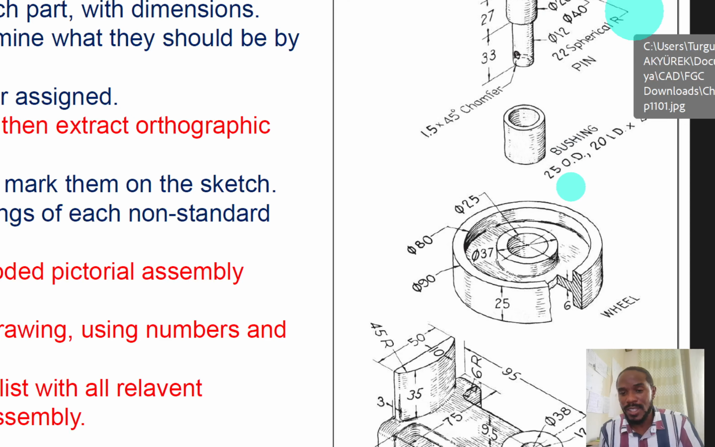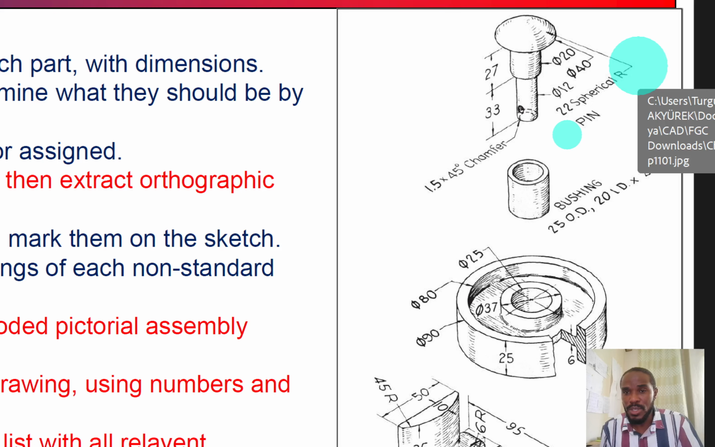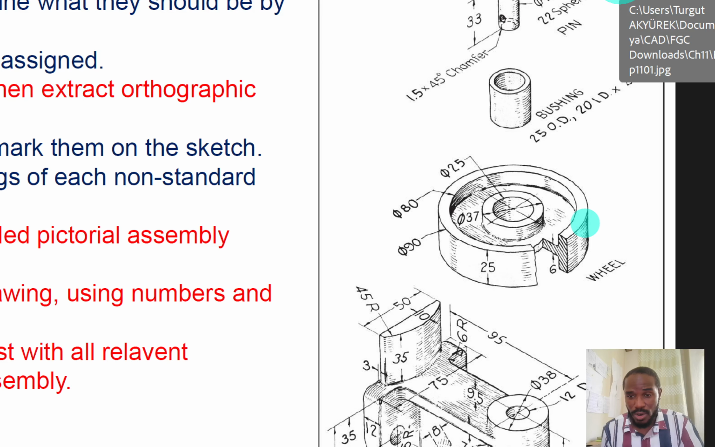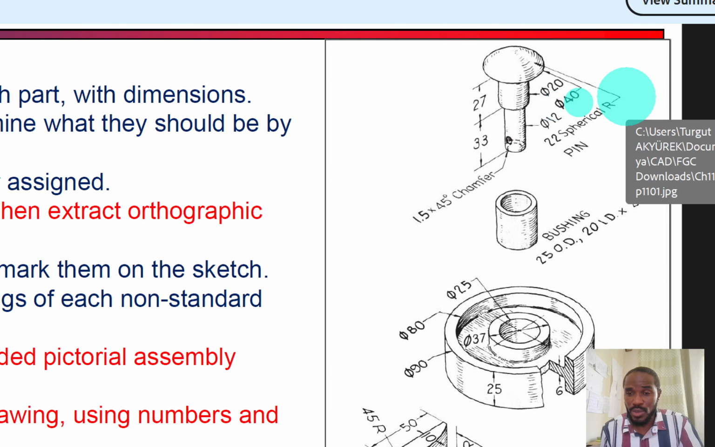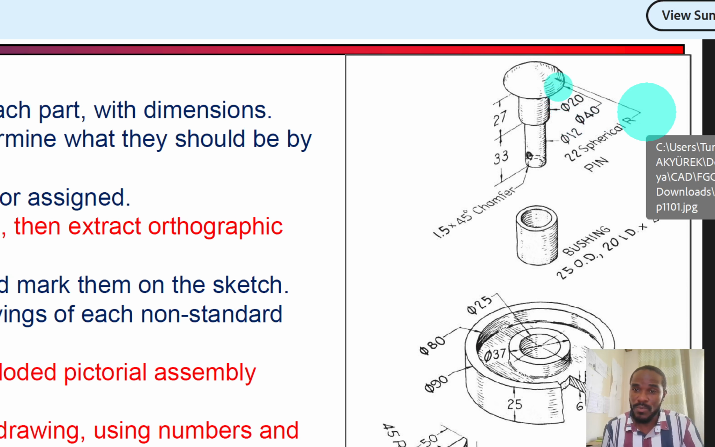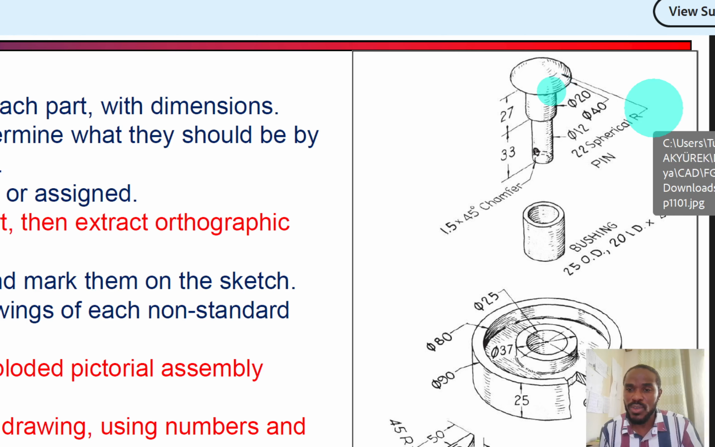Now, for this exercise, we will be using 3 major 3D creation tools in Inventor: the Extrude tool, the Revolve tool, and the Loft tool. Those are the 3 we would use. So pay attention as we go. So we're going to start with this pin.